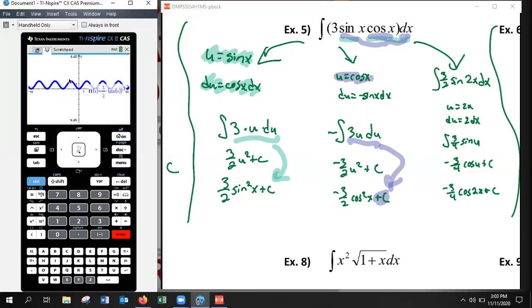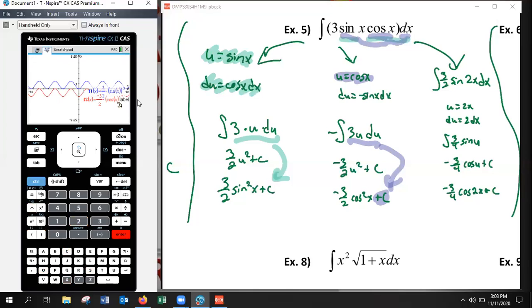So 3 halves sine of x squared looks like that. Then what does negative 3 halves cosine of x squared look like? Well, as you can see, they are 2 distinctly different looking functions. So how are these the same?